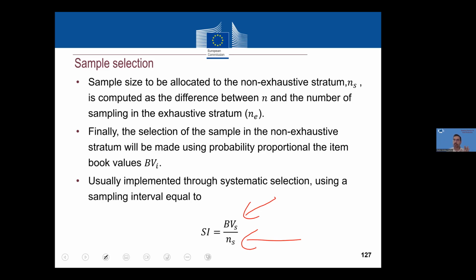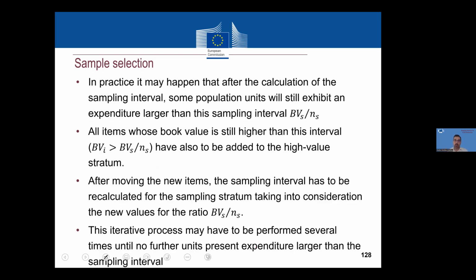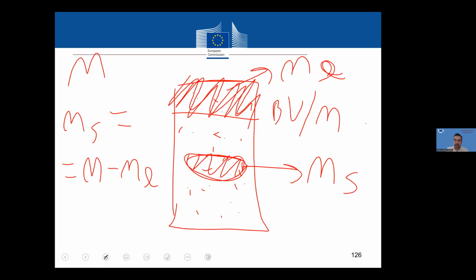Okay. Now, there is here a trick that many of you know, but it's extremely important to stress, because we have seen errors in this regard. Once you reach this point and you calculate this sampling interval, it may happen that you still have some items in this population whose expenditure is larger than the sampling interval. So imagine that the original cutoff was 50 million euros. And now the sampling interval is 48 million euros.